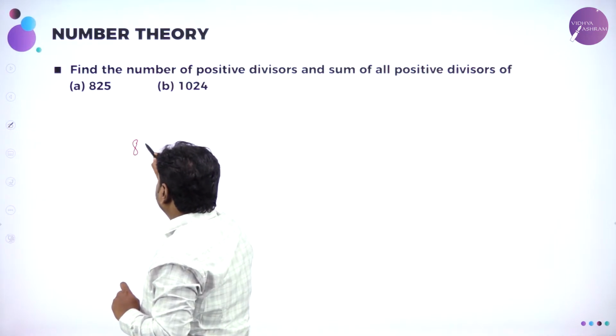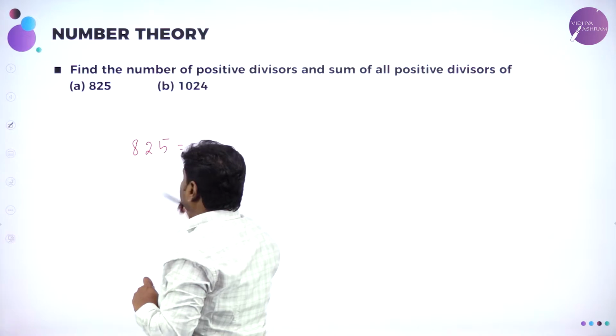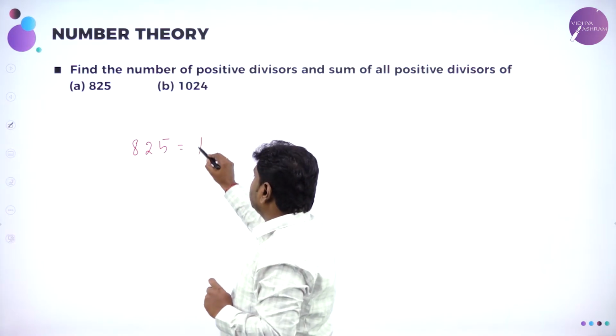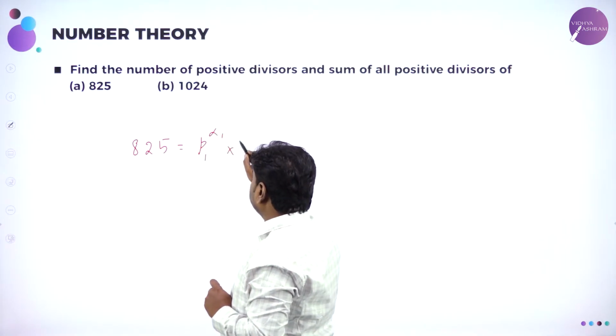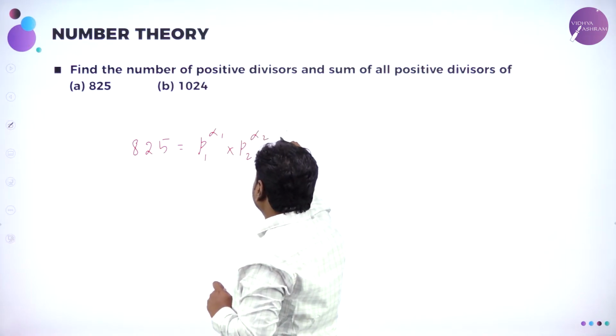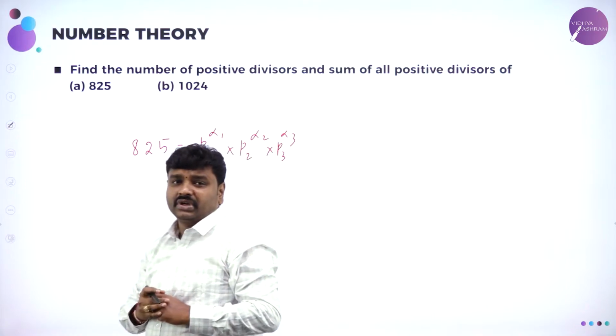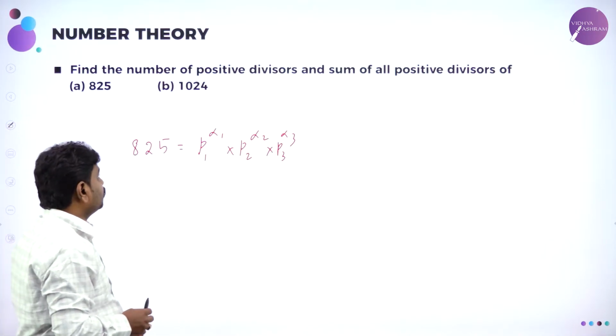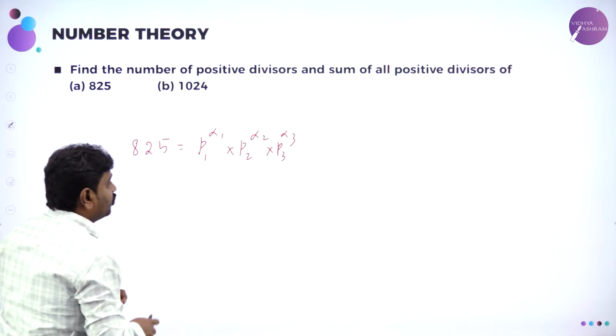So take 825 and write it in canonical form. Canonical form means what? Prime number power alpha 1 into prime number power alpha 2, like that. You have to write it in canonical form, then use the formula. I hope all of you remember that. So divide it by the prime factorization method to solve this.